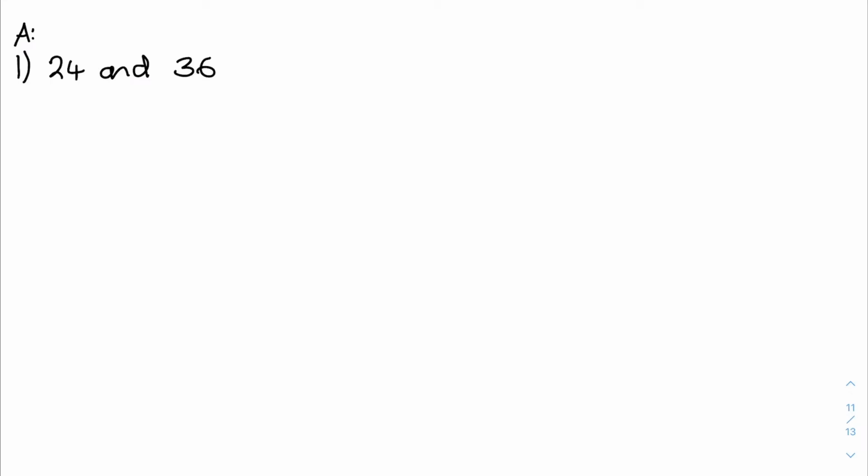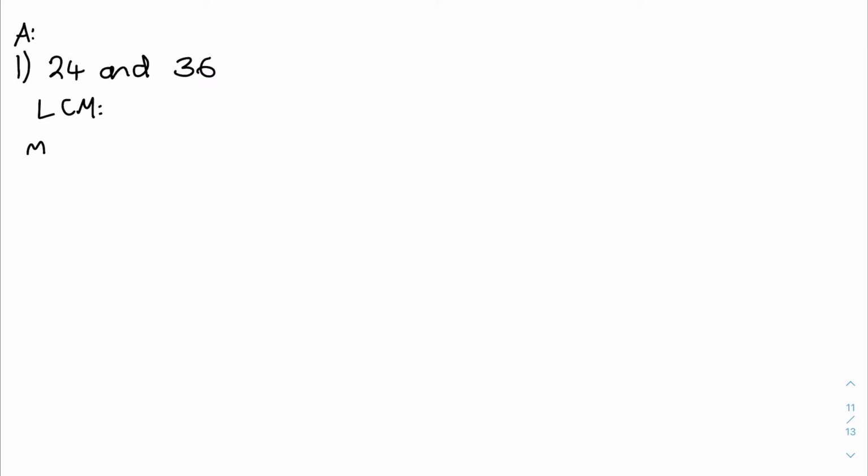So in this video, we're going to go through the worked solutions to the example questions on different types of numbers. So first of all, we've been asked to find the lowest common multiple and the highest common factor of 24 and 36. Let's start off by trying to find the lowest common multiple.